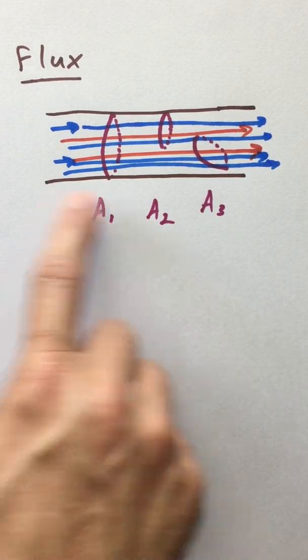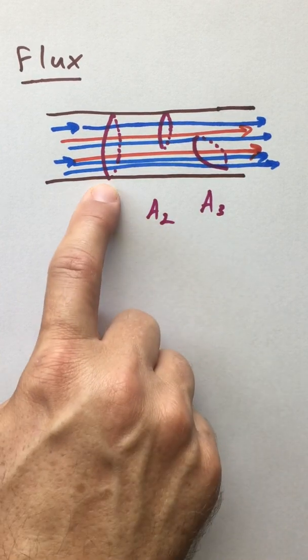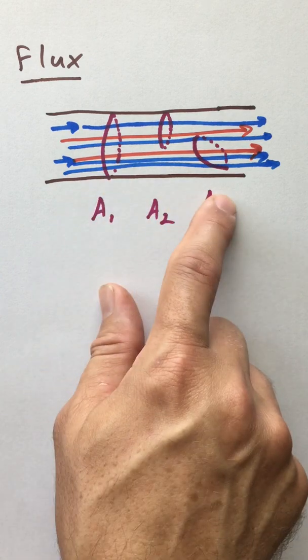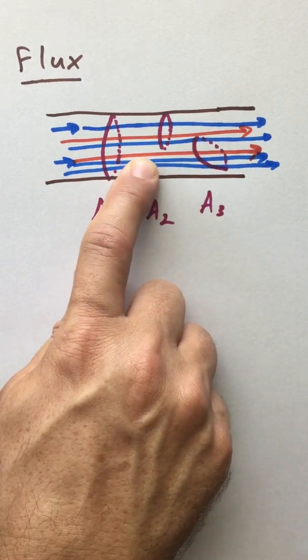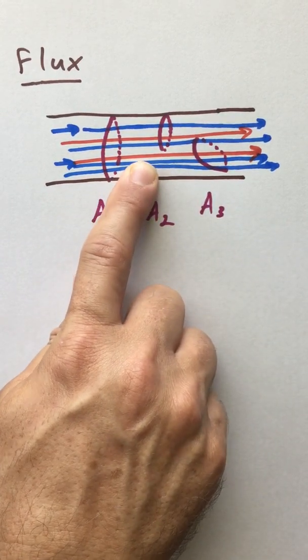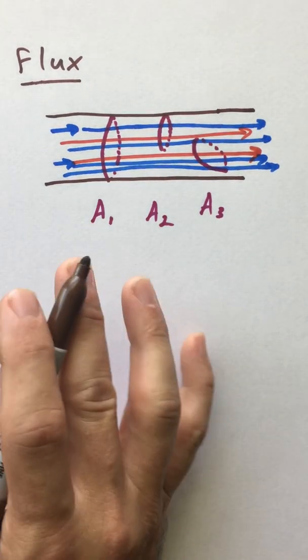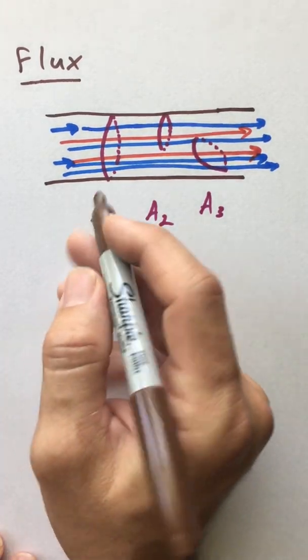So to change the flux, what can I do? I can change the size of the area, I can change the orientation of the area, or I can change just the amount of stuff flowing through the area. All right, let's make this practical. We're going to talk about the magnetic flux since we're talking about magnetism.